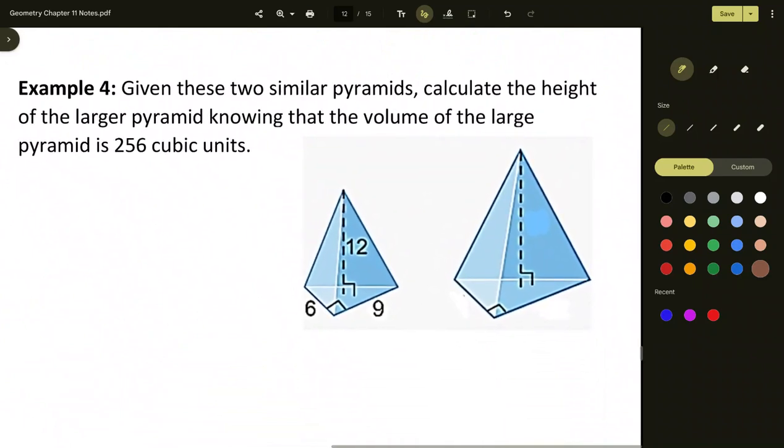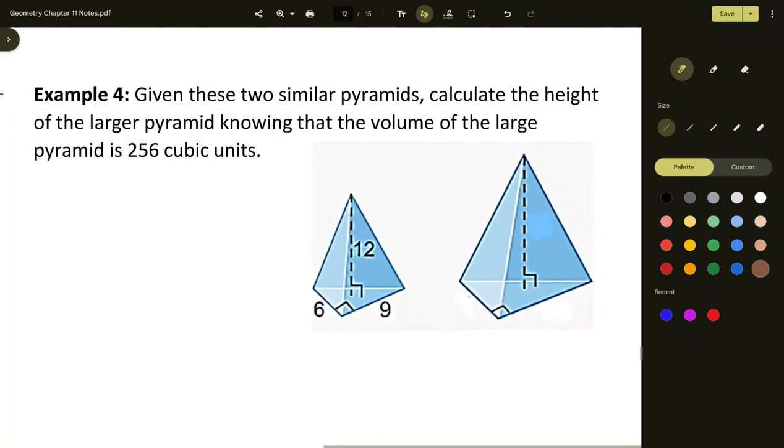All right, example 4. Given these two similar pyramids, calculate the height of the larger pyramid, knowing that the volume of the larger pyramid is 256 cubic units. So I'm just going to write that down, 256 units cubed. I don't know the height, so I'm going to put an H for height. And over here on this one, I do see that I have a height, but I don't have a volume.